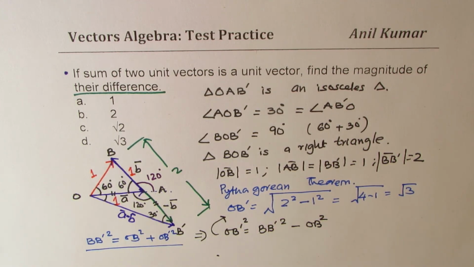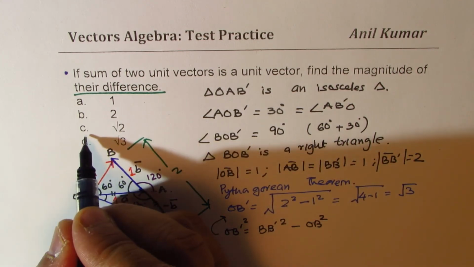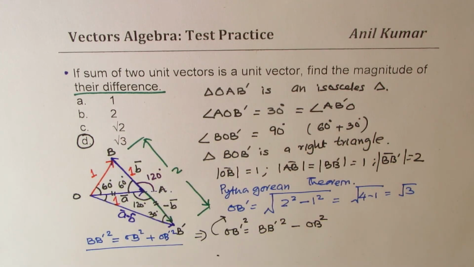So you clearly see that the difference of these unit vectors is going to be square root 3, which is option D. Perfect. So I hope with this, you understand that the sum of unit vectors could be a unit vector, but their difference in that case is square root of 3.